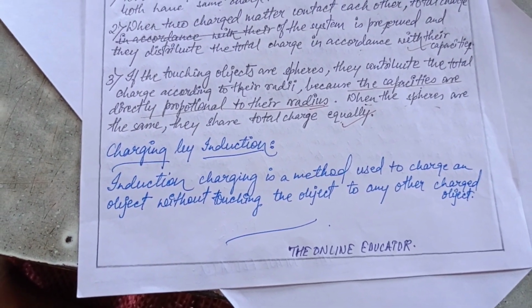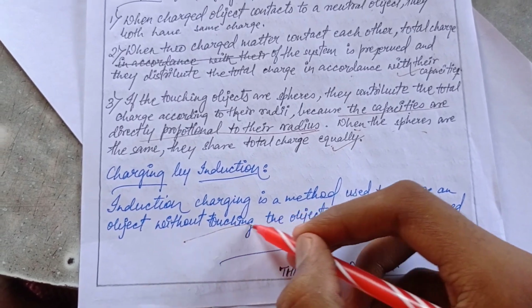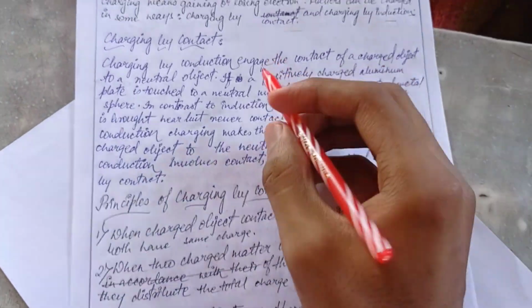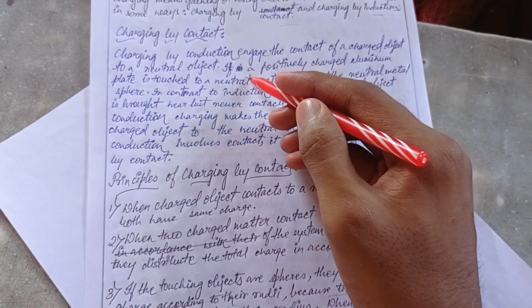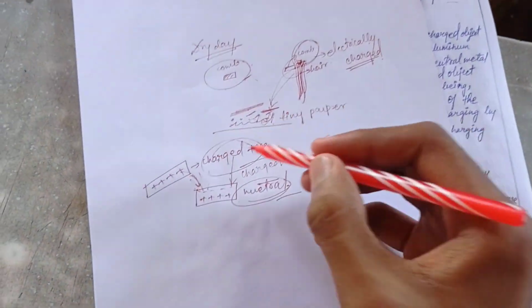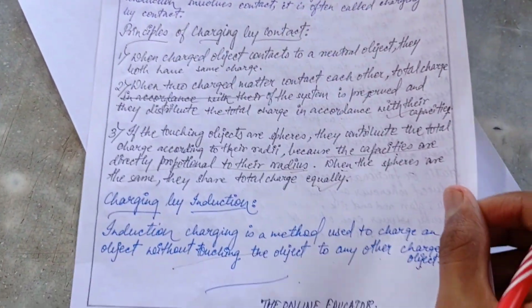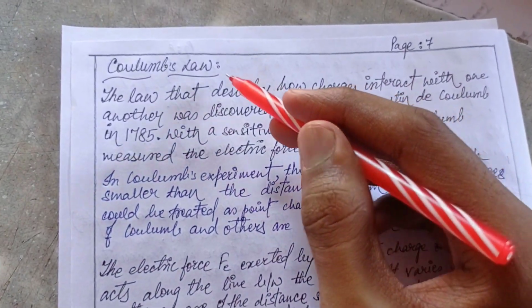Charging by induction. Induction charging is a method used to charge an object without touching the object to any other charged object. So charging by contact is bringing the charged body in contact with the neutral body, right? And charging by induction is charging the body without touching, without bringing it in contact. Now we come to the point, Coulomb's law.